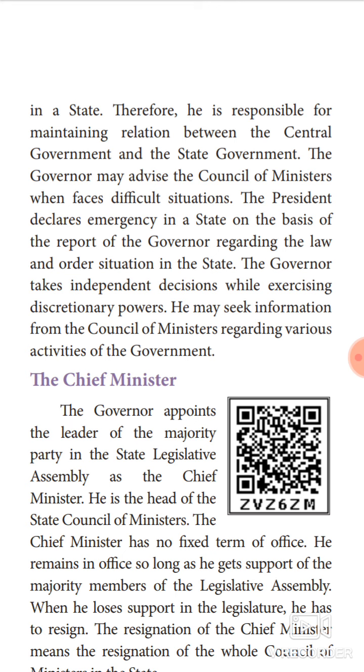The governor may advise the council of ministers when it faces difficult situations. The president declares emergency in a state on the basis of the report of the governor regarding the law and order situation in the state. The governor takes independent decisions while exercising discretionary powers. So he may seek information from the council of ministers regarding various activities of the government. These are the powers and functions of the governor.